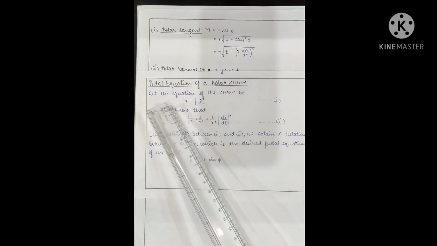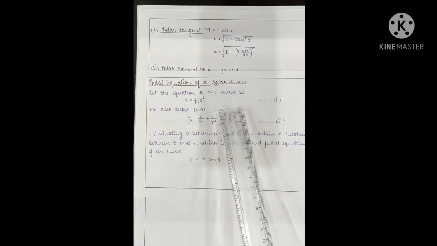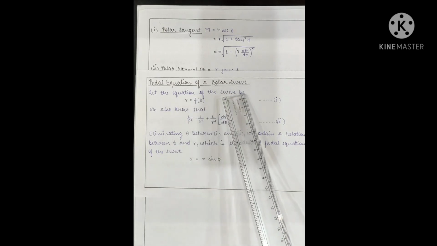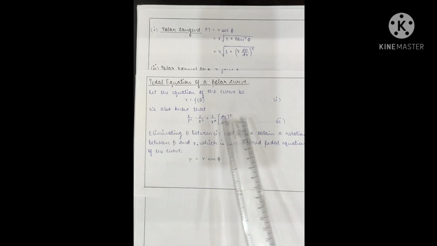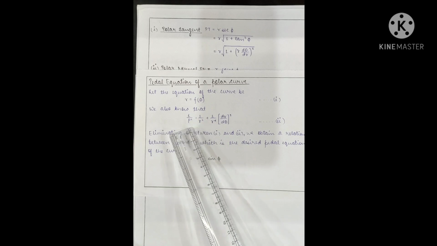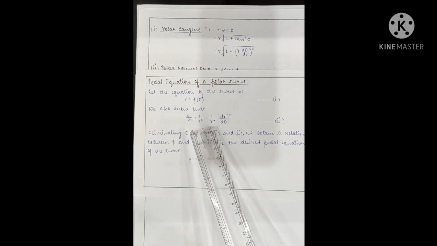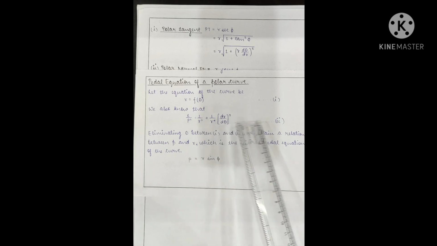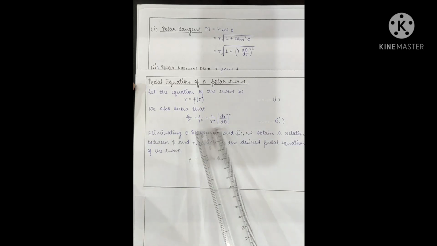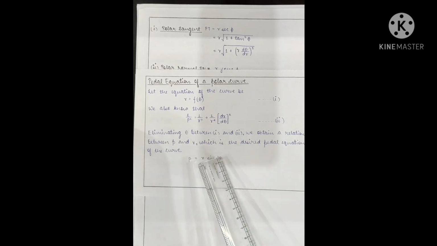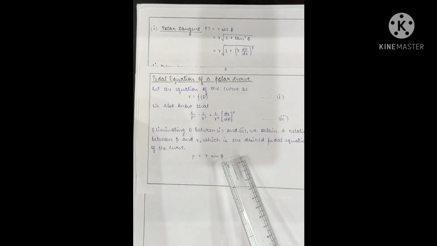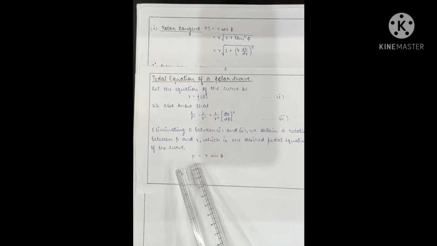Now another topic is how to calculate the pedal equation of a polar curve. For that we consider the equation of the curve as r is equal to f of theta, and we know the equation 1 upon p square is equal to 1 upon r square plus 1 upon r to the power 4 into (dr upon d theta) whole square. After eliminating theta between the first equation and the second equation, we obtain a relation between p and r, which is the desired pedal equation of the curve. This is the relation between p and r, where p is equal to r sine phi, and through this formula we can calculate the pedal equation of a polar curve.